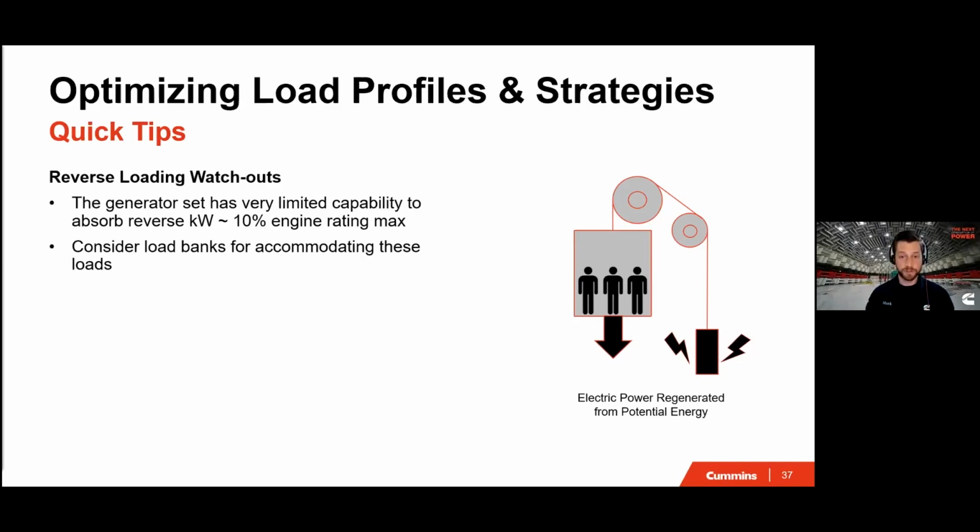And then lastly, when it comes to reverse loads, such as accommodating elevators that happen to feed their power back to the utility, a generator set can, generally speaking, not accommodate more than 10% of its nameplate rating in terms of reverse loadings, or else you start running the risk of motoring the gen set.